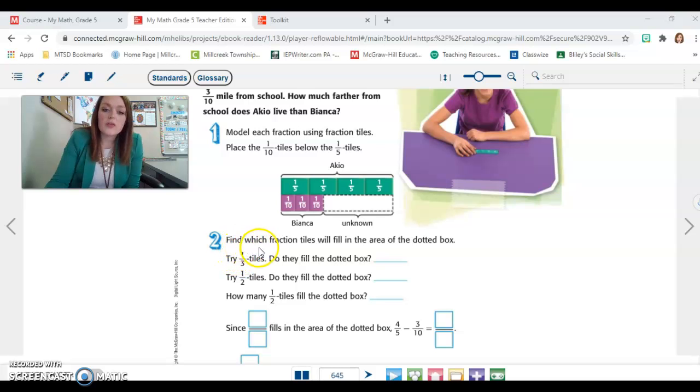So what we're going to do is look at our little picture here, and it simply asks us some questions. Find what fraction tiles will fit in the area box. So we need to find the unknown. What is 4/5 minus 3/10? For this example, they're using the tiles to solve the problem. So we're going to try 1/3. Does that fit in the dotted box?